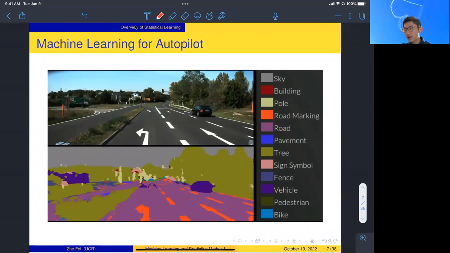Tesla is devoted to developing this autopilot technique, which is largely based on machine learning algorithms. In order for the machine, and the machine here is your car, to perform this autopilot task, essentially you want to let the machine understand what its camera captures.